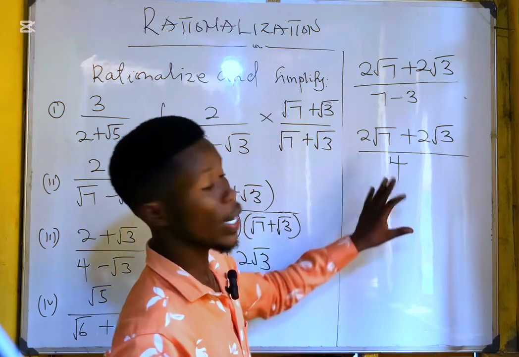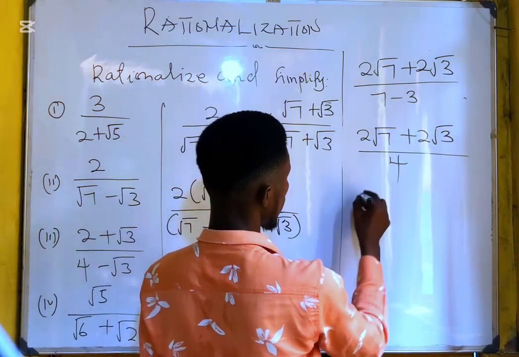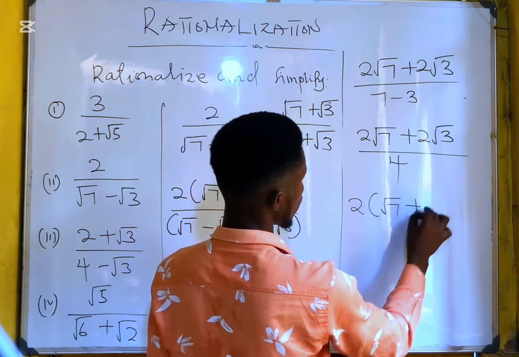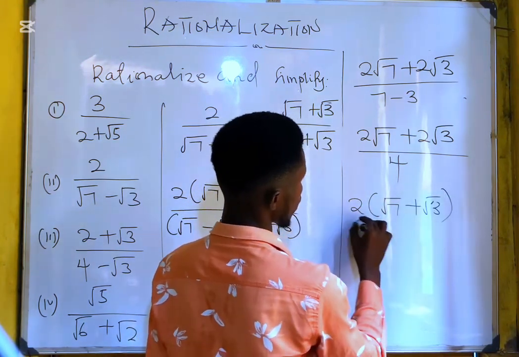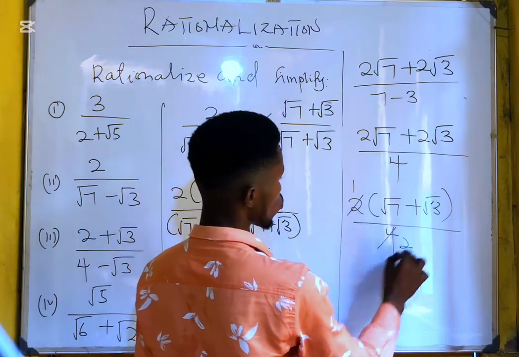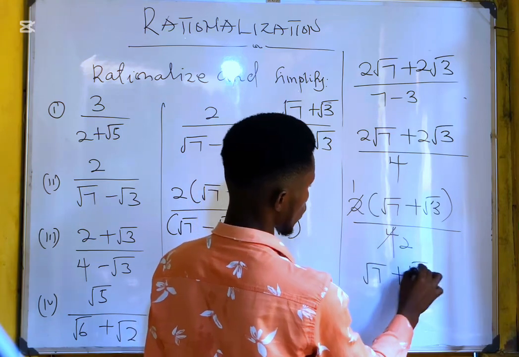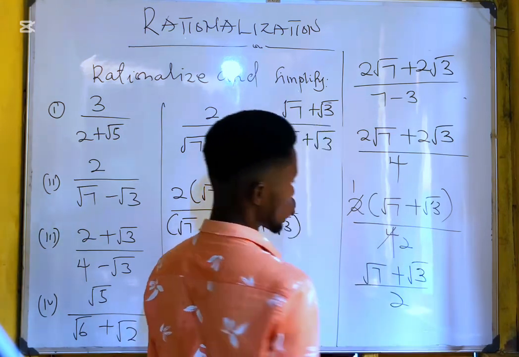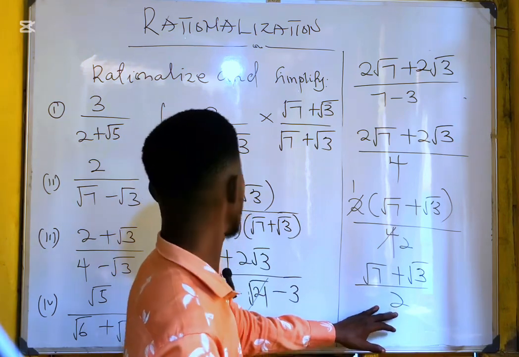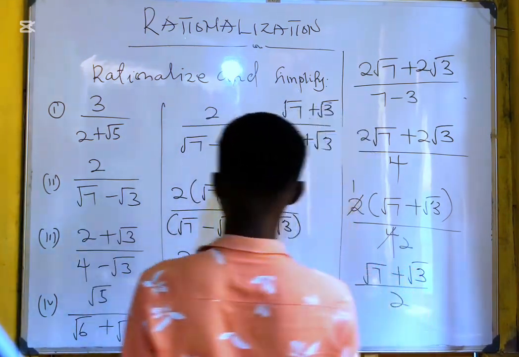You can leave the answer as this. But if you want to simplify further, these two and these two, they are the same. So you can factor it out, leaving root 7 plus root 3 all divided by 4. 2 going into itself 1, goes here 2. So the final answer becomes root 7 plus root 3 all over 2. Is that okay? So this is your final answer to the second question. Now let's look at the third one.